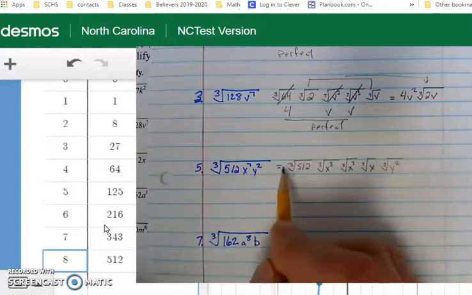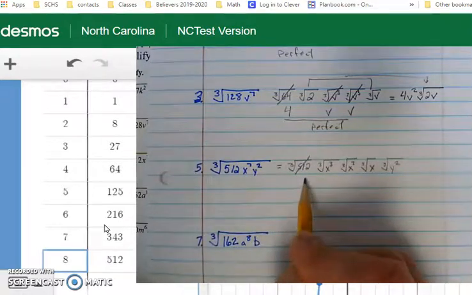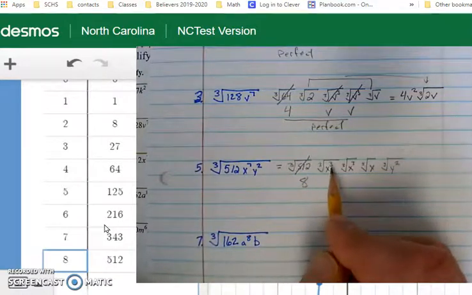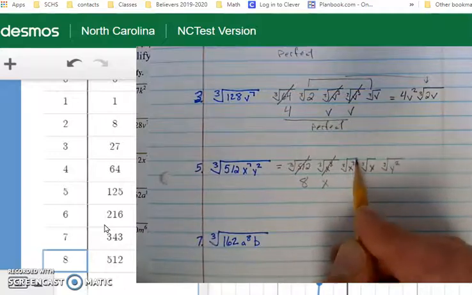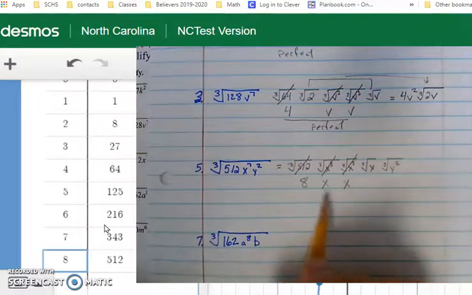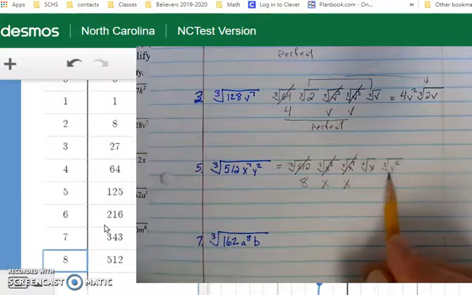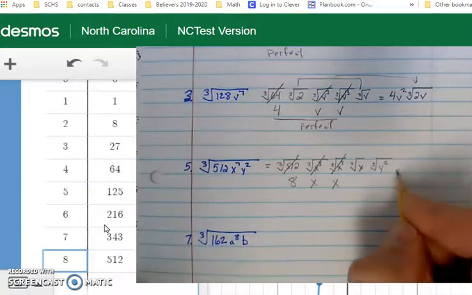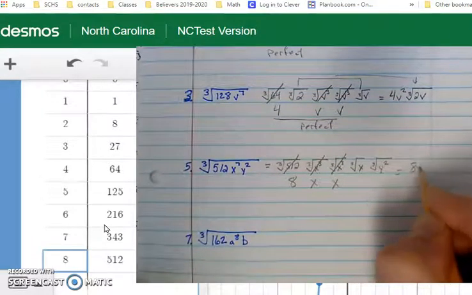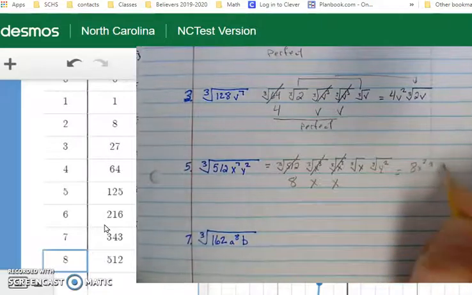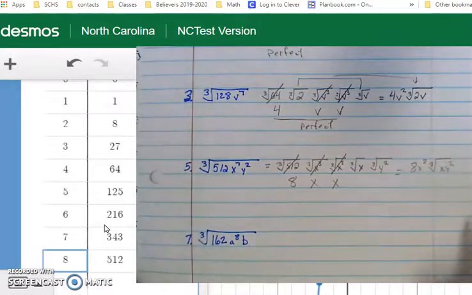Scratch out your perfect ones. The cube root of 512 is 8. Cube root of x to the third is x, and the cube root of x to the third is another x. These were perfect. These two are not. So when I put those together, I've got 8x squared times the third root of x, y squared.